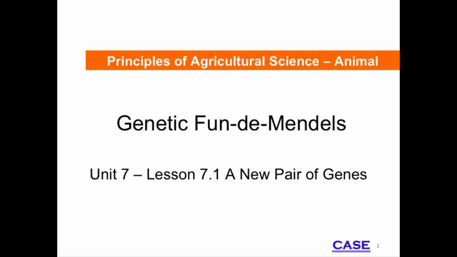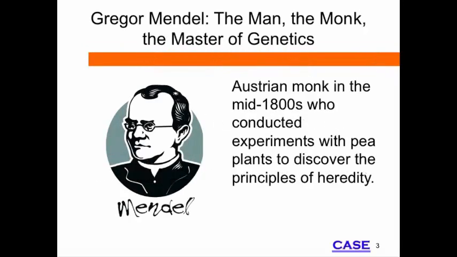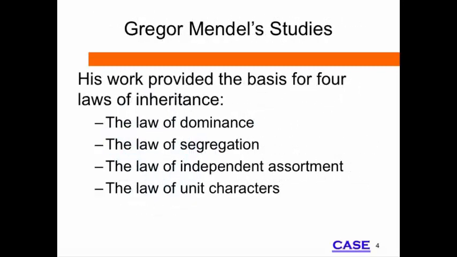Understanding inherited traits and basic genetics is an important aspect of animal production. Producers must be able to apply the concepts of genetics to breeding animals if they wish to achieve the desired phenotypic characteristics in offspring. Gregor Mendel was an Austrian monk in the mid-1800s. He conducted experiments with pea plants to discover the principles of heredity. Mendel's laws of dominance, segregation, independent assortment, and unit characters help us understand how inheritance works.